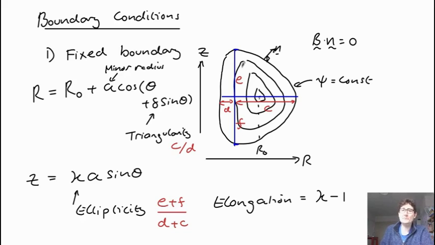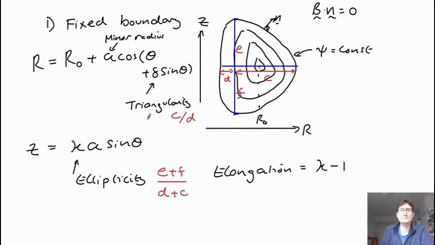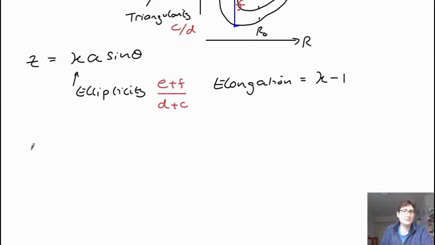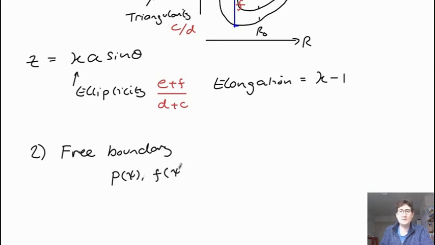So in order to solve outside the plasma, and in order to design an experiment where you don't know what the shape of the plasma is at the start, then you need a free boundary. And so this is the second type, which is somewhat more difficult. So here we specify P of psi and F of psi. But we don't specify the plasma shape.